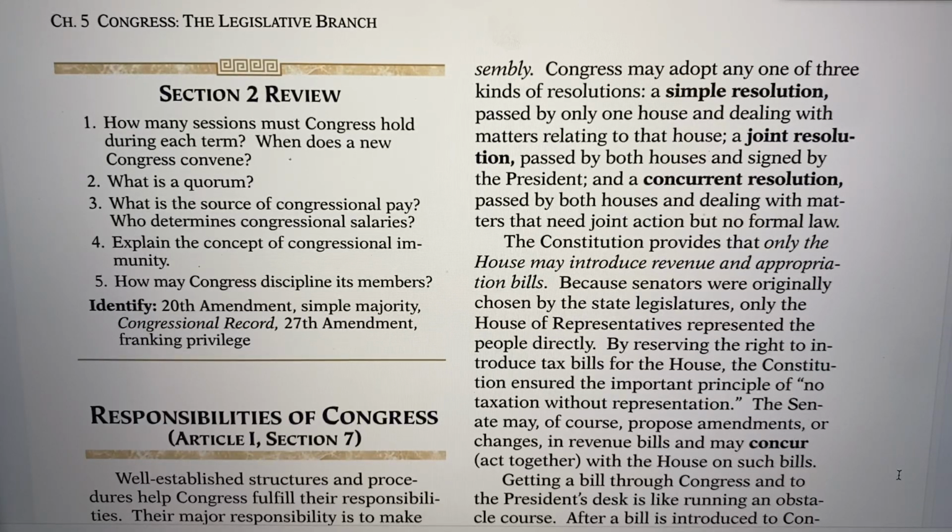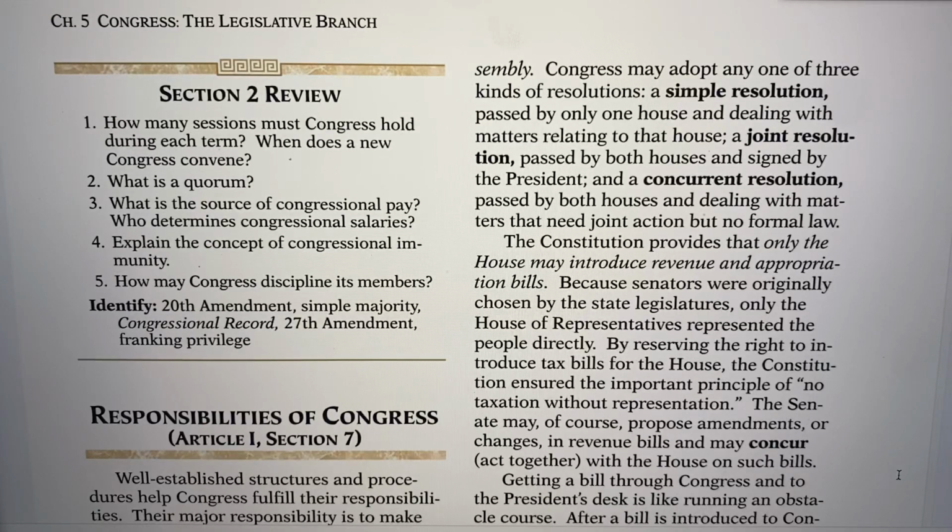So, what is a quorum? A quorum is the required number to vote on a bill. So basically, you have the required number. If you don't have enough people there, you can't vote on a bill. If not enough senators are there, you can't vote on a bill. If not enough House of Representatives are there, you can't vote on it. You have to have a quorum.